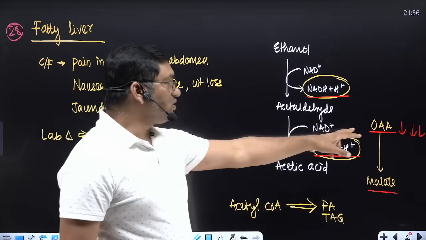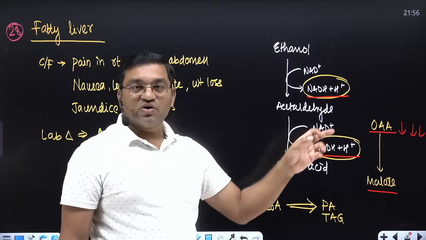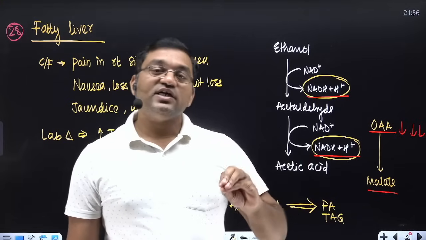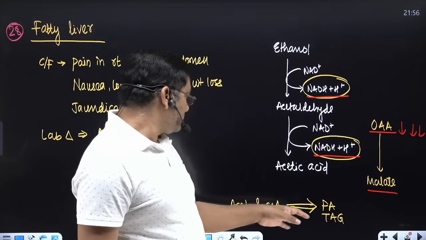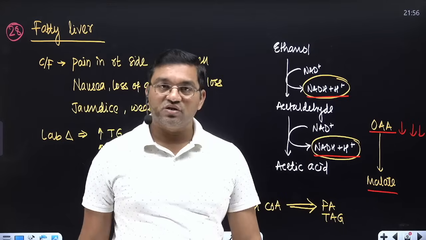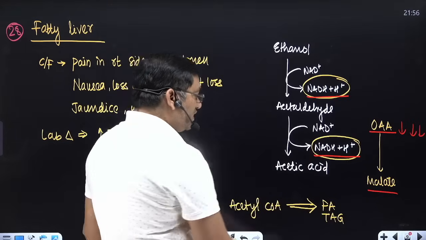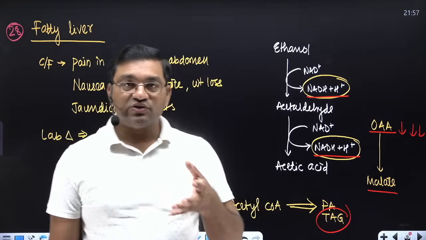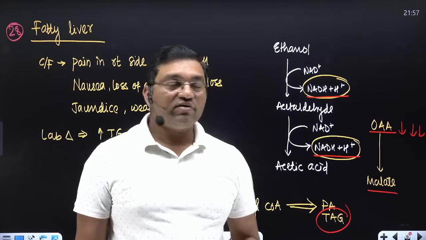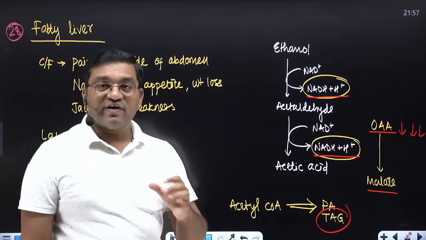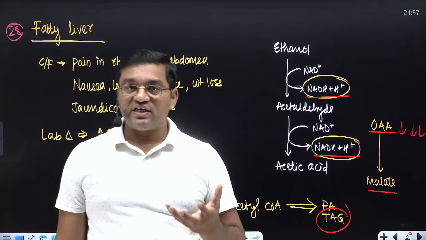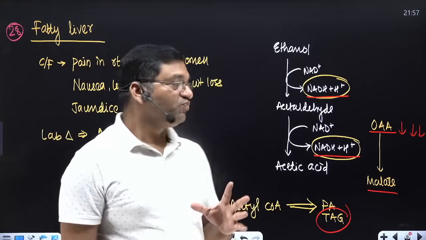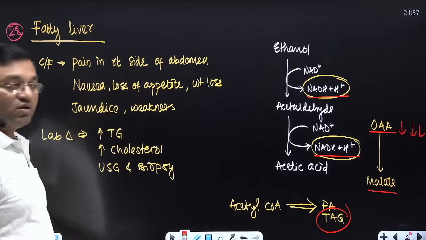As oxaloacetate is not there, acetyl coenzyme A is not diverted to the TCA cycle. It will undergo fatty acid synthesis and triacylglycerol synthesis. So there is an increase in the level of triacylglycerol, and deposition of triacylglycerol in the liver cells causes the fatty liver. The lipotropic factors which can prevent fatty liver include choline, betaine, inositol, B12, etc. Okay, so this is about the fatty liver.